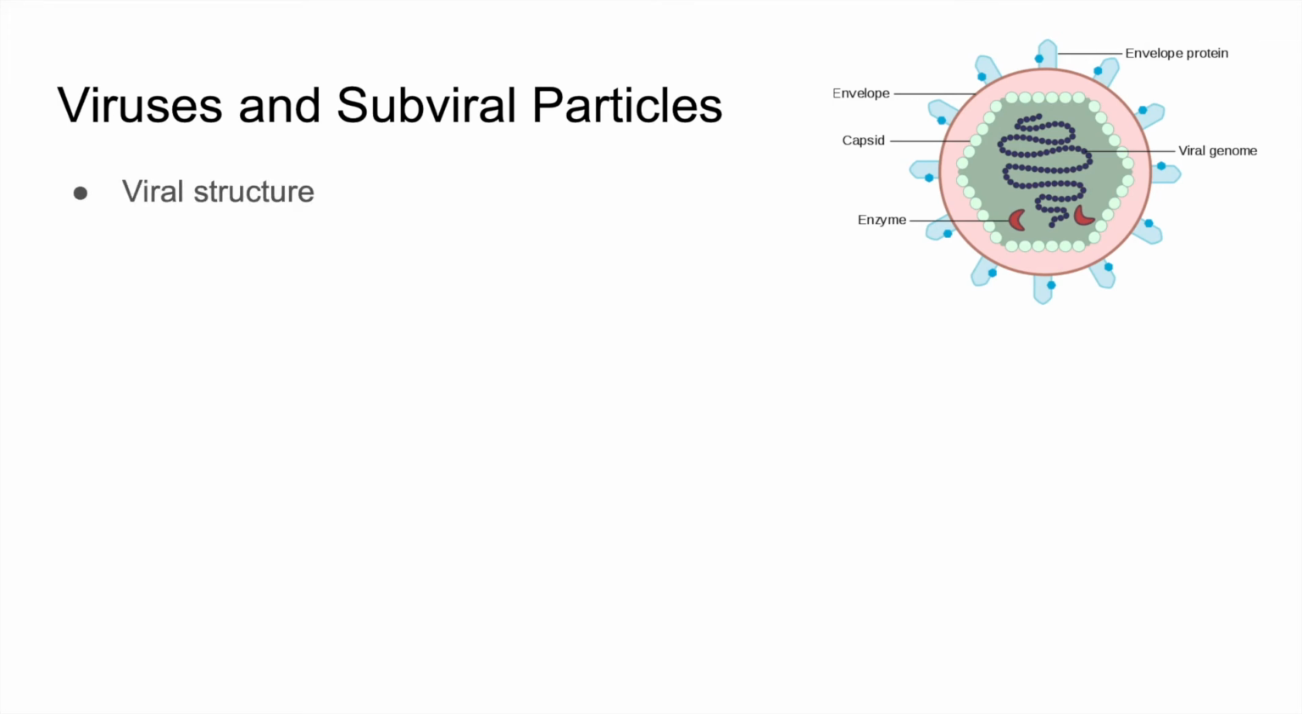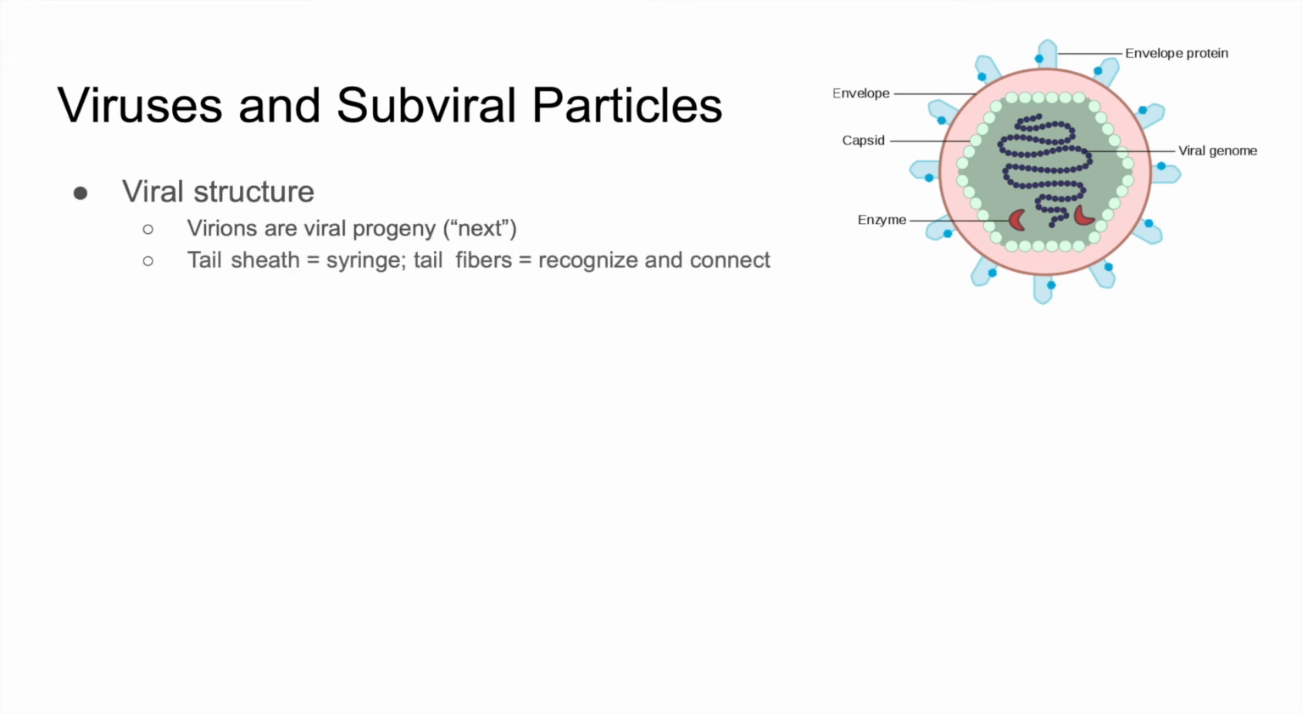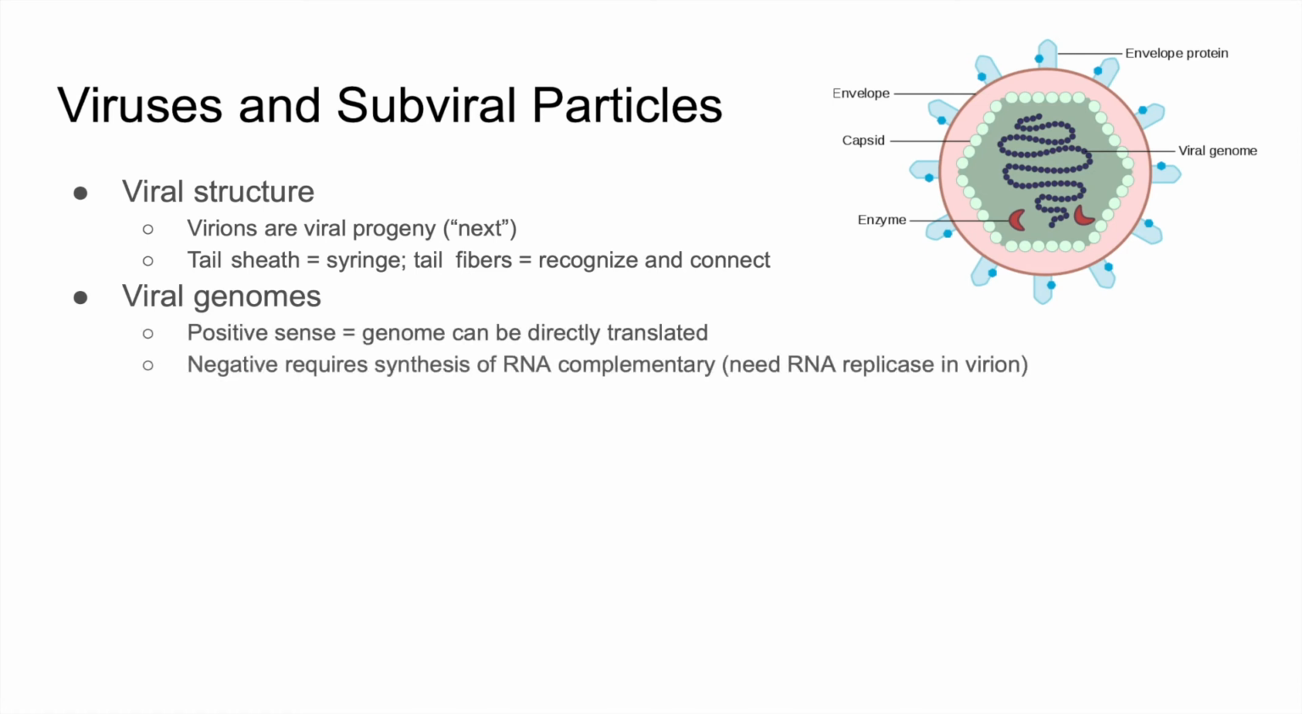Our final topic are viruses, which are a completely different, non-living, scary category. They make babies called virions and have syringe-like tail sheaths and tail fibers for recognition. One type of RNA virus is called positive sense, because they can directly translate their genome when inserted, while negative sense needs to synthesize the complementary RNA strand first.